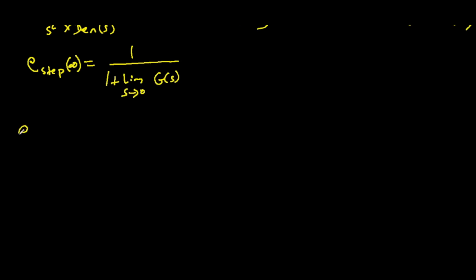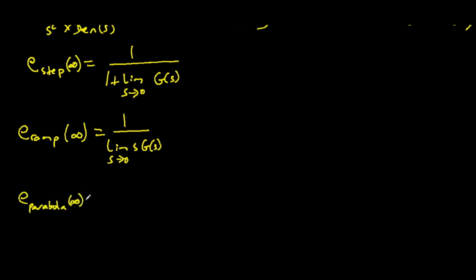For a ramp input, E ramp was given as 1 over the limit as s tends towards 0 of s G of s. And we had the steady state error for a parabolic input, and that was 1 over the limit as s tends towards 0 of s squared G of s. So when we have these three parameters, because we have this limit term, it makes it a lot easier to represent this limit by a certain variable.